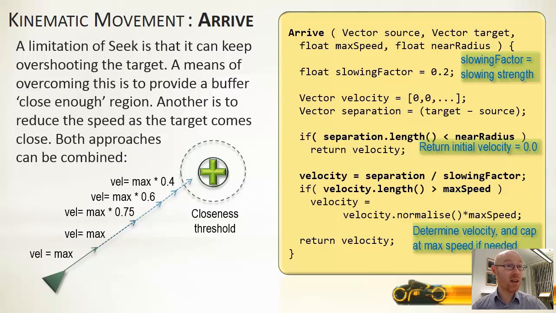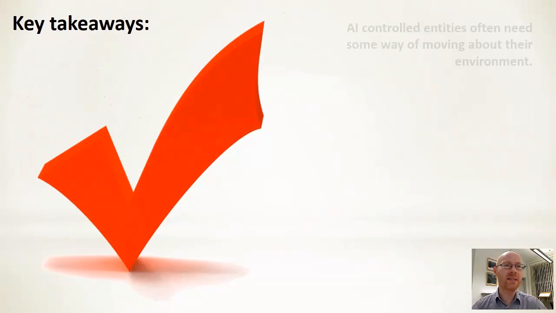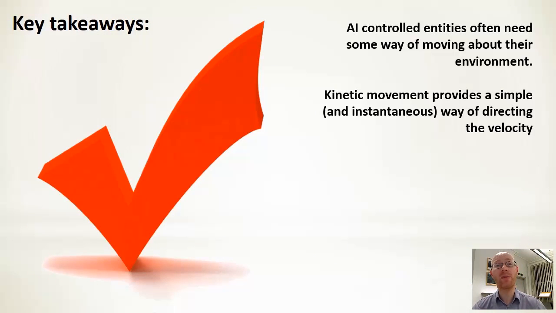So by way of takeaways in this, there's a couple of them you can see here. For AI controlled entities, a lot of them are going to want to move about, so we need to have some way of enabling them to move. And that's where our steering or kinetic algorithms will come in. What we looked at here was a few simple forms of kinetic movement. It gives you instantaneous changes in velocity, so there are abrupt changes in velocity, and for some games they're perfectly fine. Other games they are not, but they work by way of giving us some control over how the objects move about within their particular world.